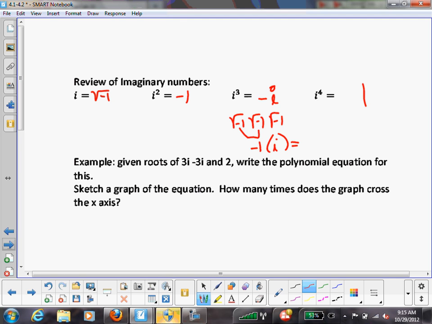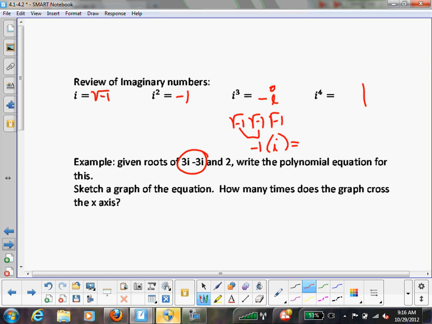All right, here we go. Given roots of 3i and -3i. I will tell you that if you have i's in there, they will always come as a pair. And remember I said they will always be conjugates. One will be positive and one will be negative, because you've used the quadratic formula to get that value. You've done 3 plus and minus, and then there comes your i because it was under the square root. So these always come in conjugates.